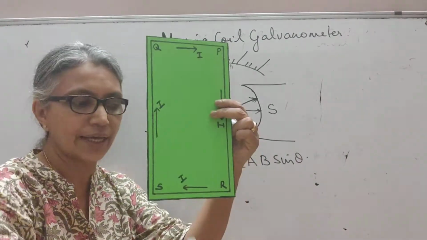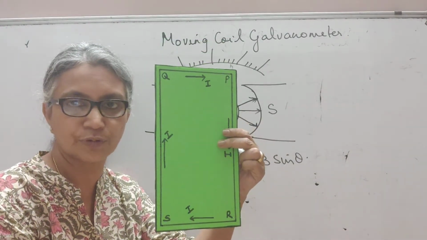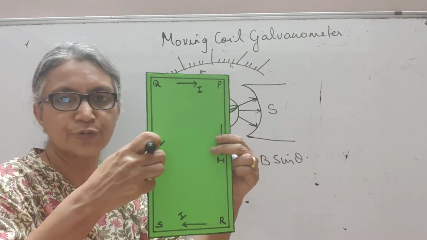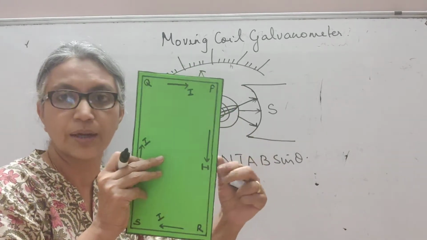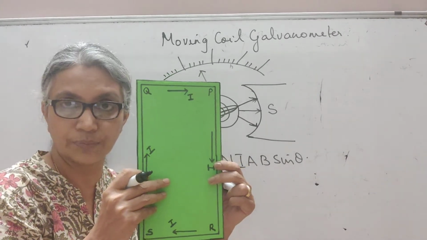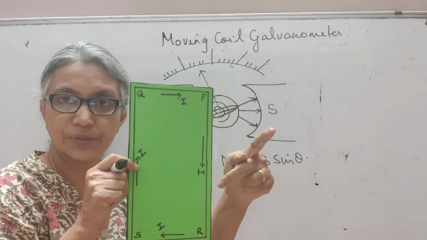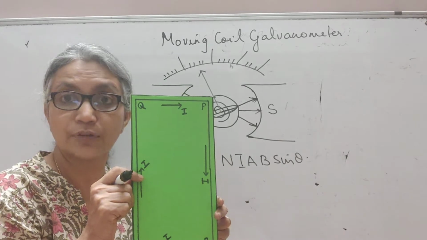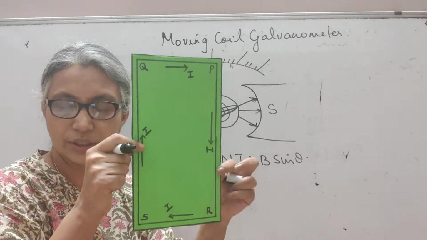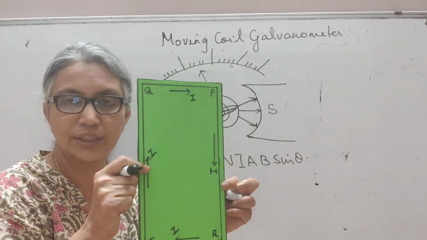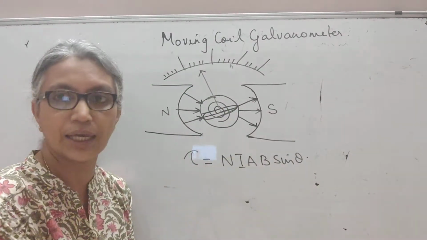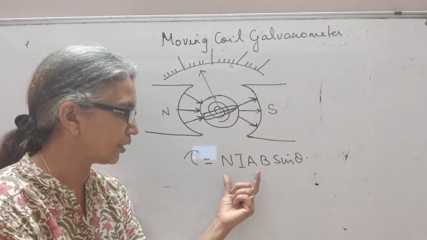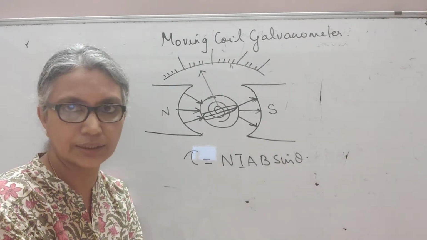It will not experience any net force because, as I told you in the previous session, F1 and F3 will cancel each other. Net force is zero. We have F2 pushing it inwards and F4 pushing it outwards, but both are equal, ILB, and both are in opposite direction. So that also net force is zero. So this coil or loop will not experience any net force, but will experience a net torque given by M cross B. M is NIA, B sine theta.